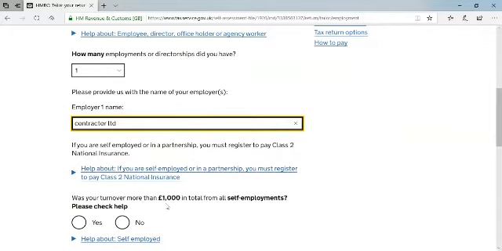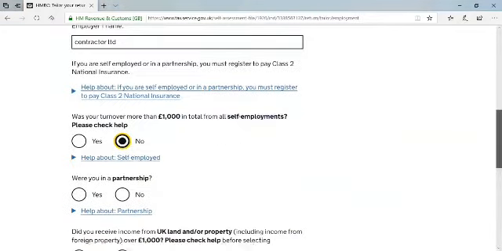Then, was your turnover more than £1,000 in self-employment? Although as a contractor, you can be self-employed as well if your contract is in your personal name. The majority of people set up via a limited company, and that is the example that I'm running through. So I wouldn't have any self-employment income. If you did, if you were a plumber, electrician, that kind of thing, and you had that going on as well, you could select yes here if your turnover is more than £1,000, and it will generate the appropriate section for you.